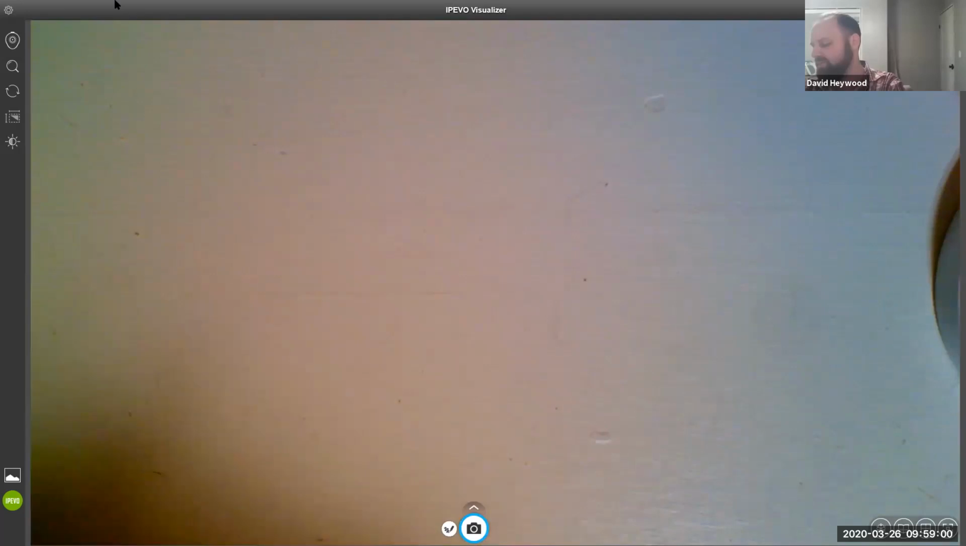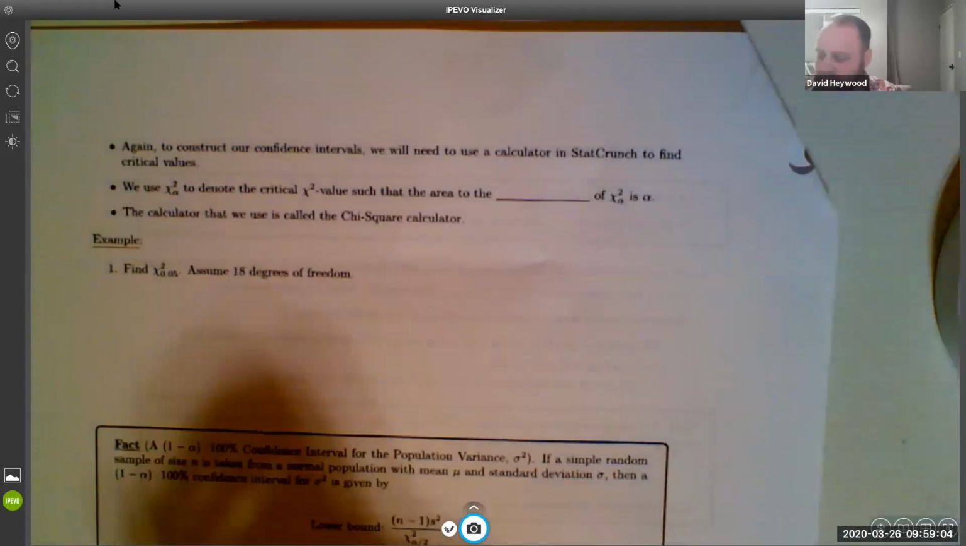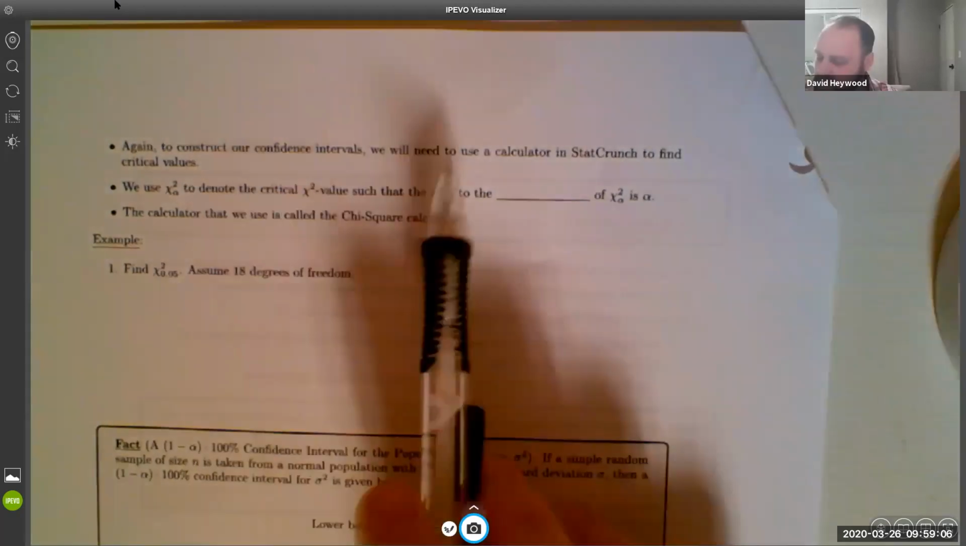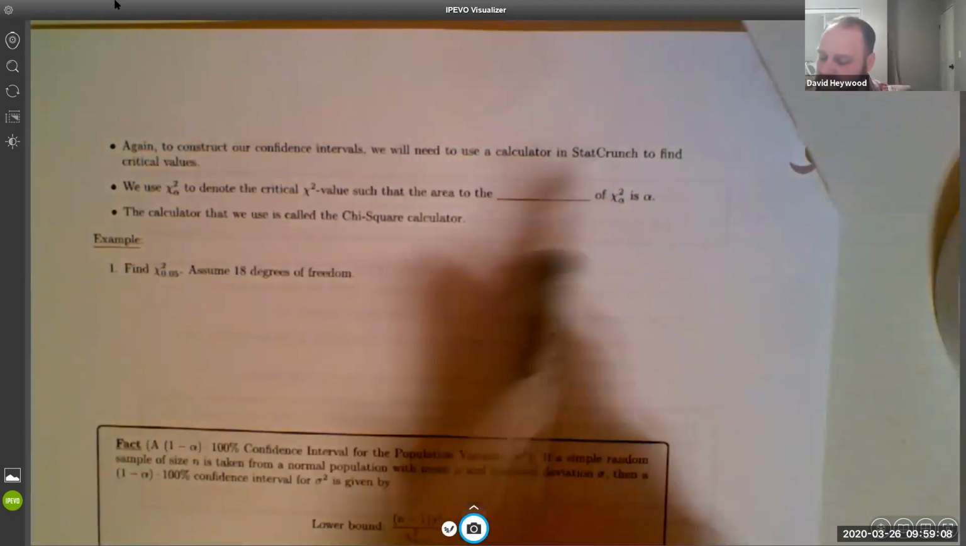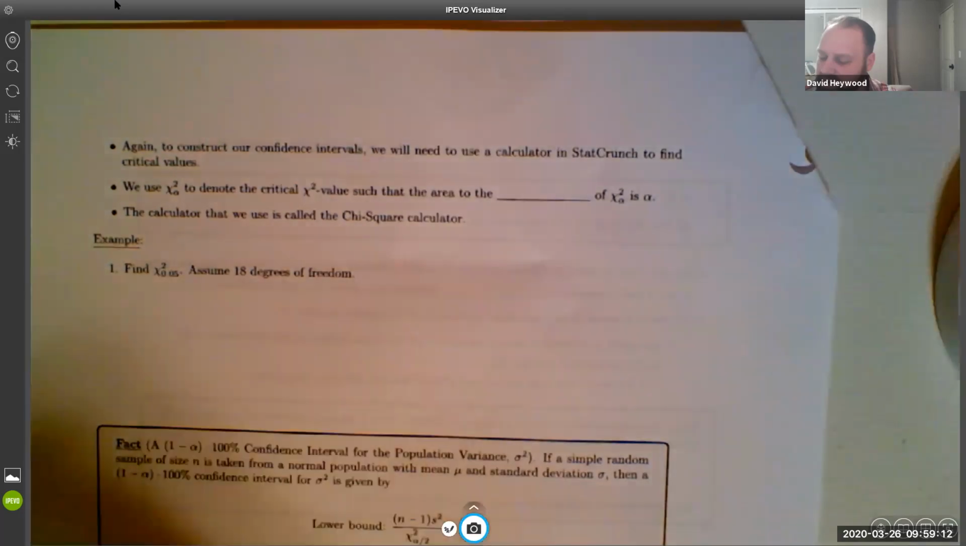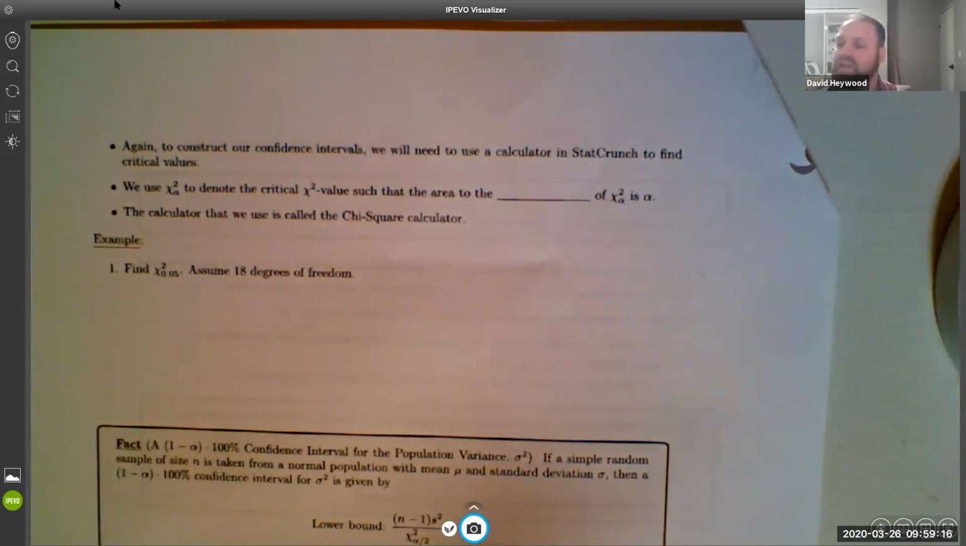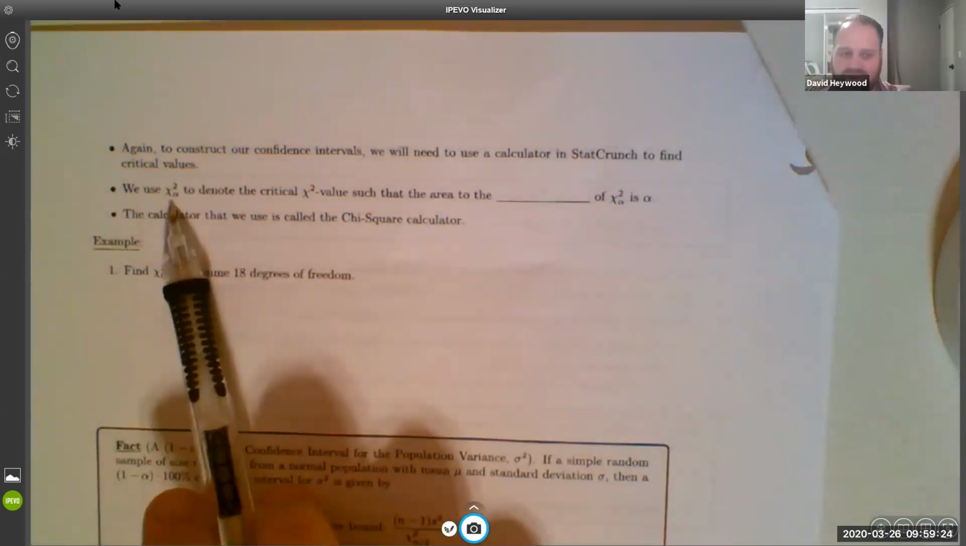Okay, so to construct our confidence intervals, we need to use a StatCrunch calculator to find the critical values. Since the ratio of the sample variance to the population variance follows a chi-square distribution, we're going to use the chi-square calculator to find the critical values. Okay, so our critical values are going to be chi-square critical values.